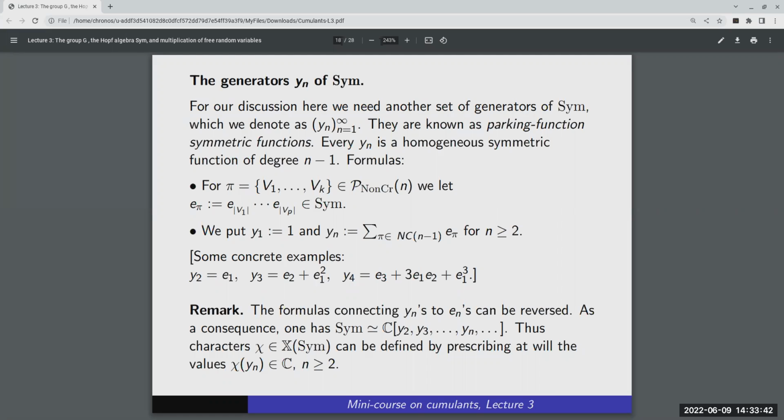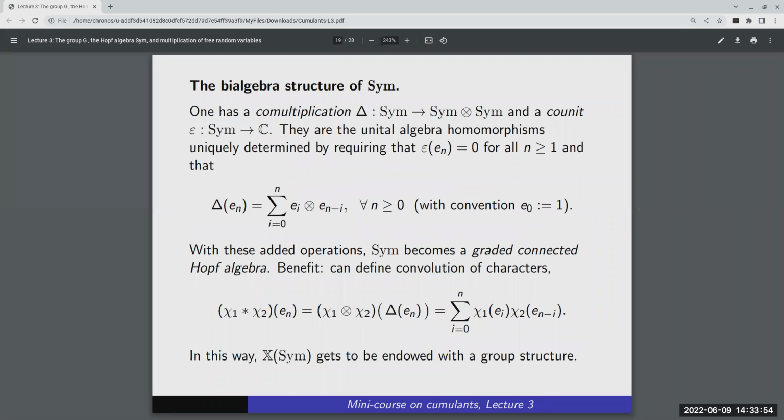Yes, so I can control the characters of Sym in terms of these other symmetric functions. Okay, good. Now comes the trick: Sym is actually more than just an algebra. There is a nice co-multiplication on it, and the co-unit and the grading, which I didn't mention. So it is actually what people call a graded connected Hopf algebra, which is automatically a Hopf algebra.